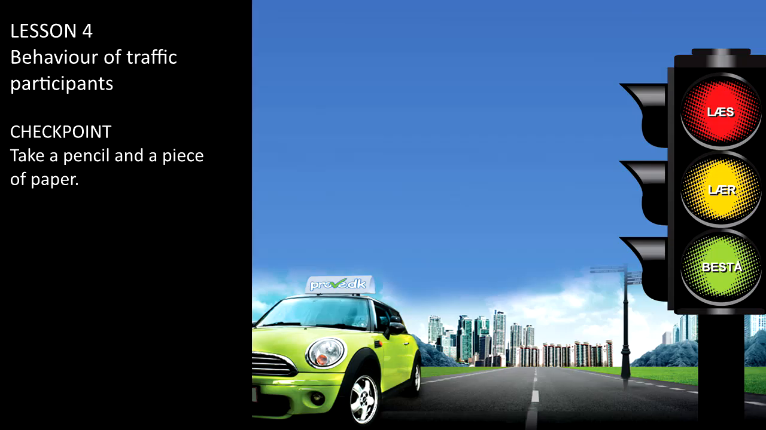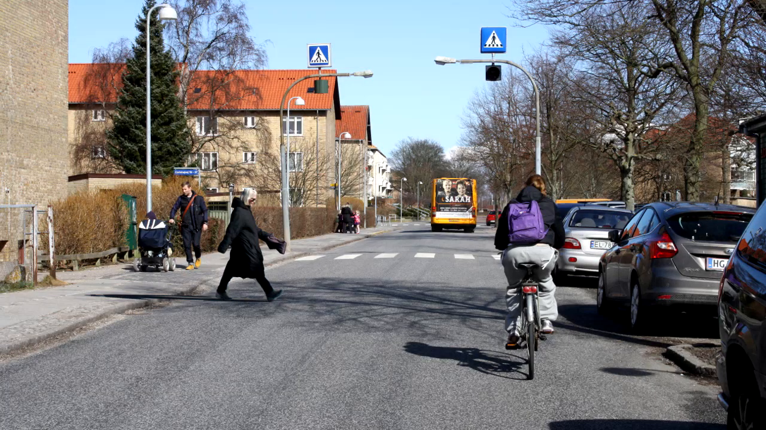Checkpoint. Take a pencil and a piece of paper. You are driving at the speed of 40 km per hour. How will you continue? I will continue driving at the same speed. I will apply the brakes. I will pay special attention to the pedestrian. I will pay special attention to the bicycle.